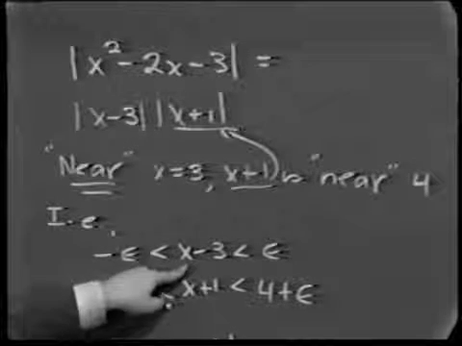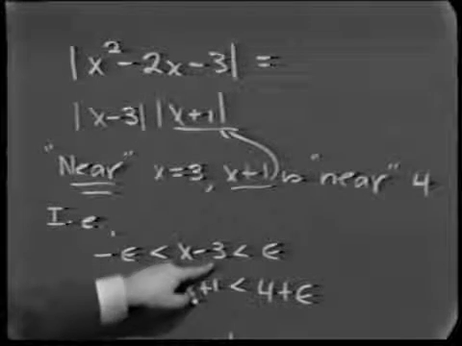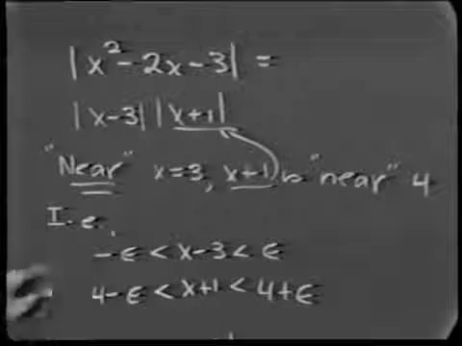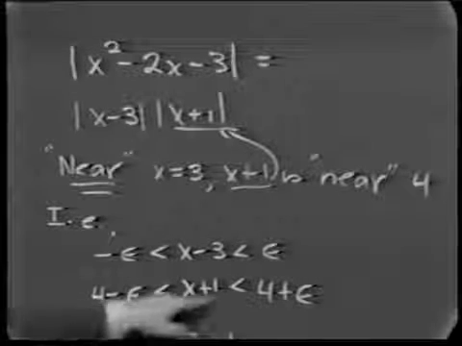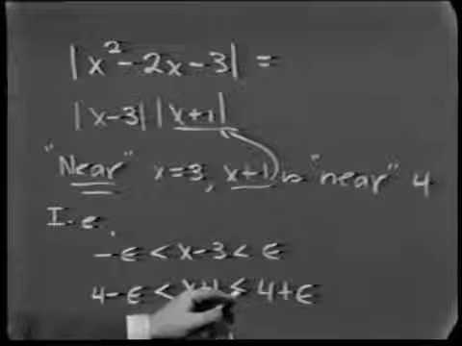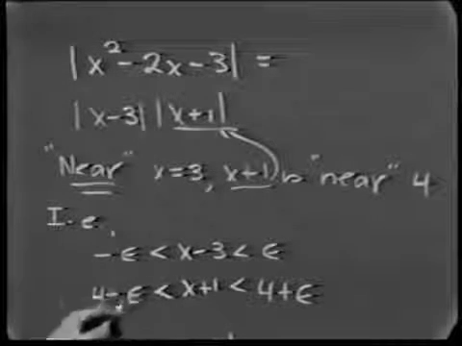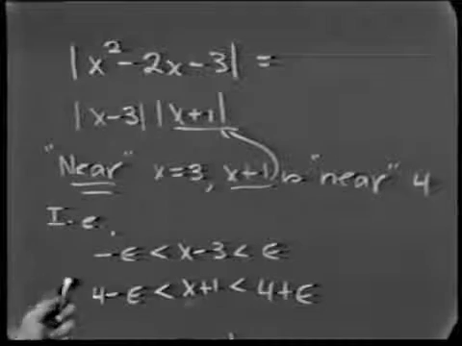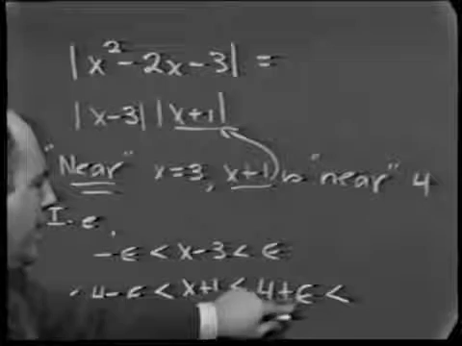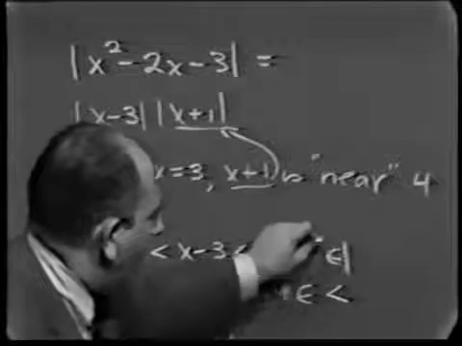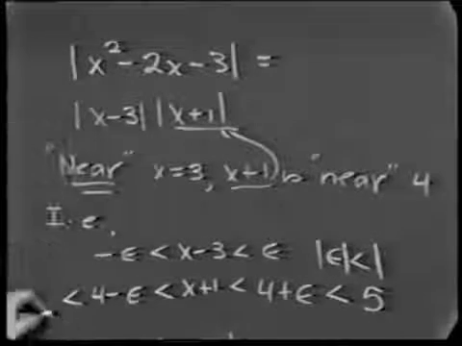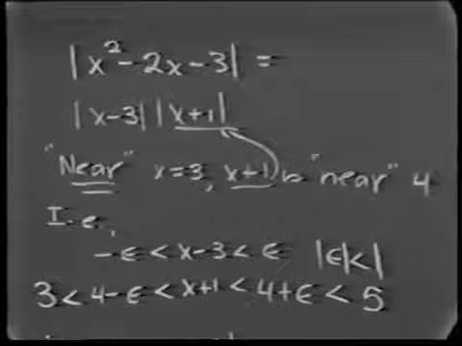Choose an epsilon, and if the absolute value of x minus 3 is less than epsilon, in other words, if x minus 3 is less than epsilon but greater than minus epsilon, then by adding on 4 to all three sides of the inequality here, we see that x plus 1 is less than 4 plus epsilon but greater than 4 minus epsilon. Now you see, if we simply assume that the size of epsilon is less than 1, then certainly this is less than 5 and this is greater than 3.